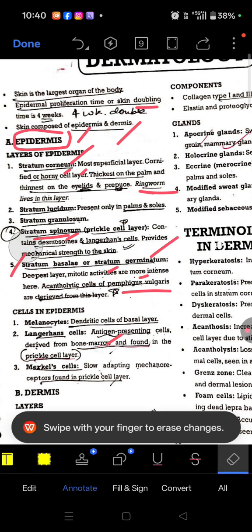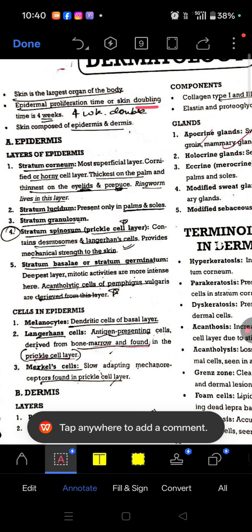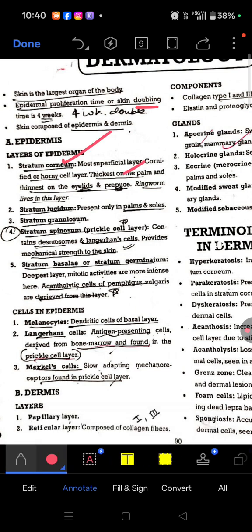So in epidermis there are total 5 layers. Number 1, the most superficial layer is stratum corneum, thickest on the palm and thinnest on the eyelid and prepuce. Stratum lucidum is present only in palms and soles. Stratum granulosum. The 4th important layer is stratum spinosum, prickle cell layer. It contains desmosome and Langerhans cells. It provides mechanical strength to the skin. The 5th, stratum basale or stratum germinatum, is the deepest layer, and here mitotic activities are more intense, and acantholytic cells of Pemphigus vulgaris are derived from this layer.